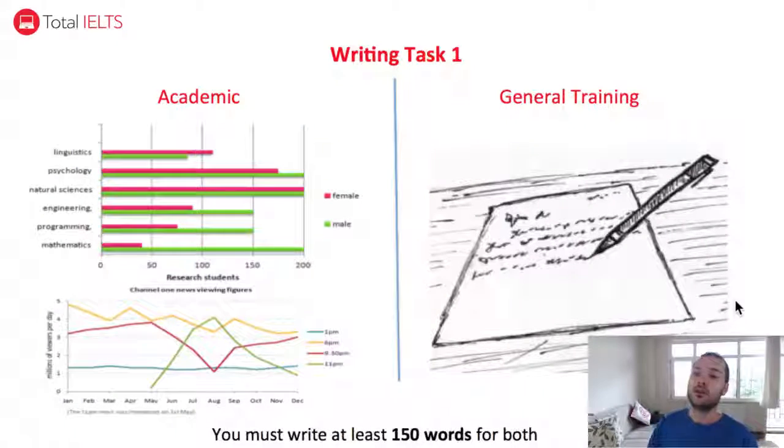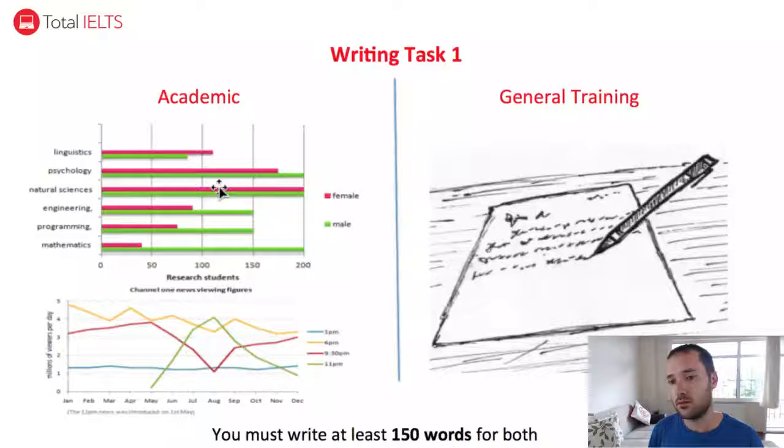Okay, so there are 2 parts to the writing section, but in task 1 there is a difference between the academic and the general training versions. In the academic version of the test, you will be given a visual representation. You can see on the left hand side of this slide that you could be given a bar chart or a line graph or diagram, and your role is to write a summary of what you see.